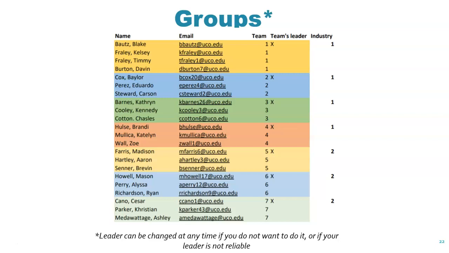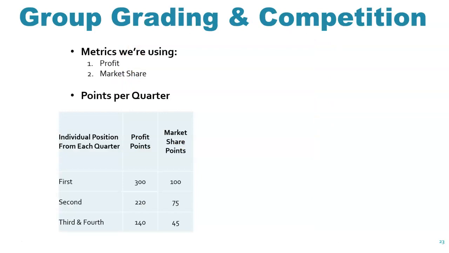Also, you're going to see here 2 different industries. So you are competing in 2 different industries just because it works better when there are only about 3 or 4 groups per industry. So I've divided you into 2 industries, and you'll have a competition within each industry.